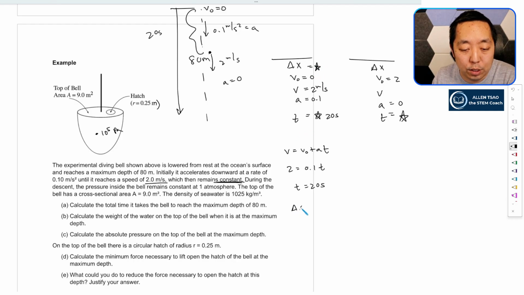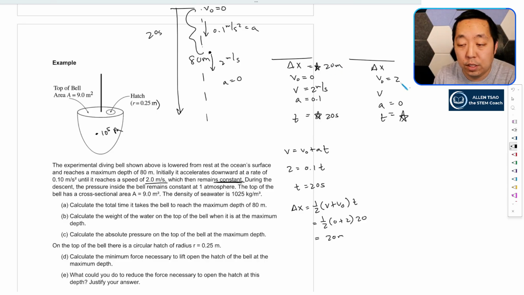So here we're going to use whichever equation you want. I'm going to use this one, one half times v plus v0 times t, which is fine. So that's going to be 1/2 times 0 plus 2 times 20 seconds. So that's going to be 20 meters. So that means in the first part of the motion, here to here, he traveled 20 meters.